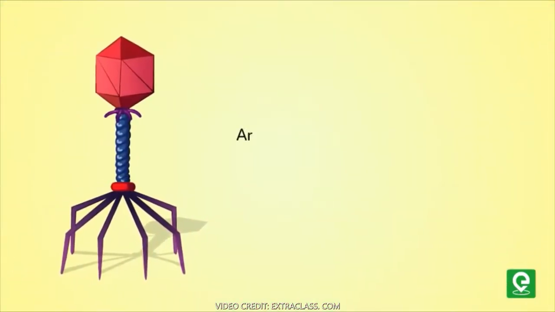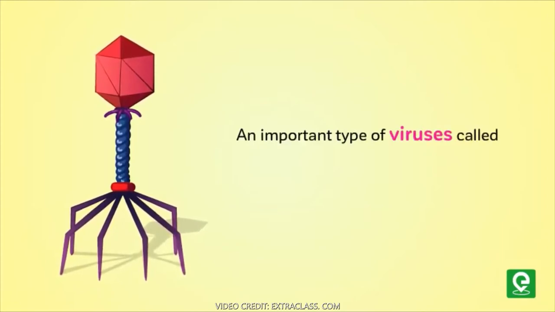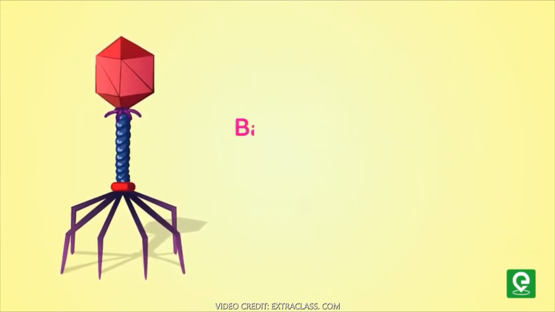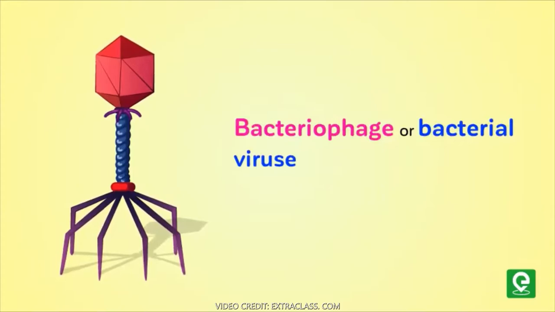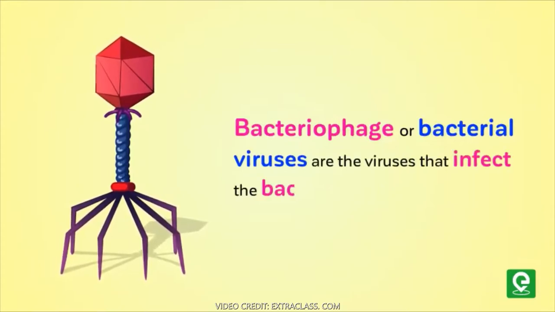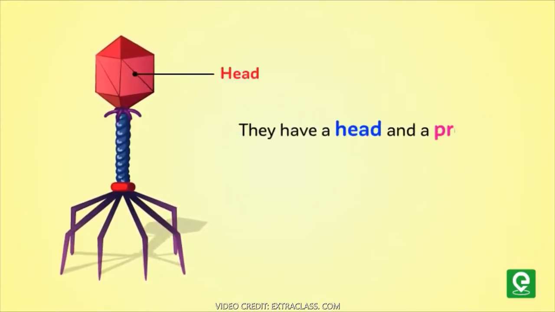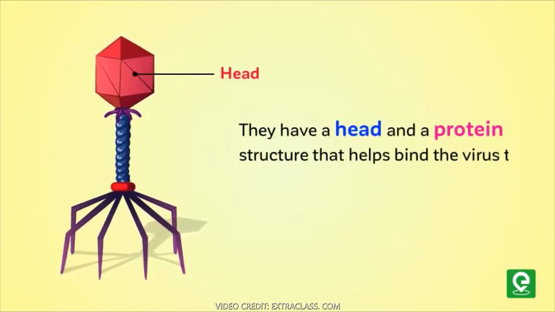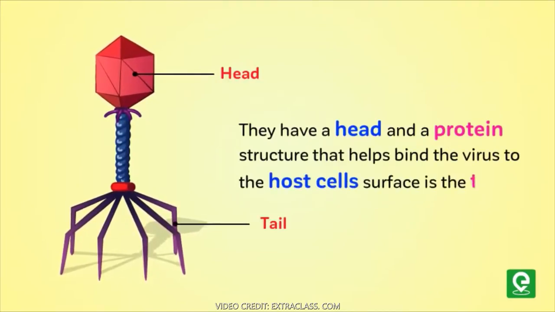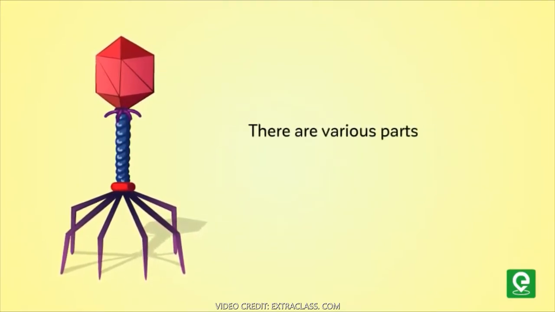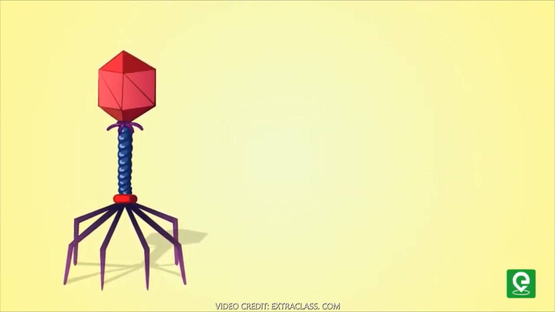Let's move on to learn about an important type of viruses called bacteriophages. Bacteriophages or bacterial viruses are the viruses that infect bacteria. They have a head and a tail, a protein structure that helps bind the virus to the host cell's surface. There are various parts of a bacteriophage.